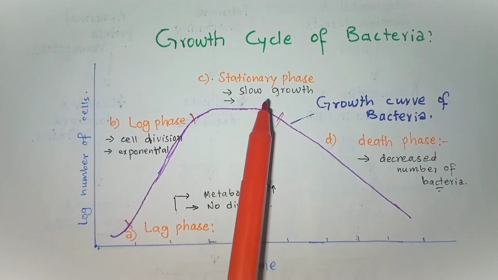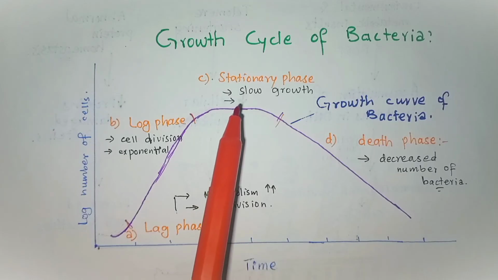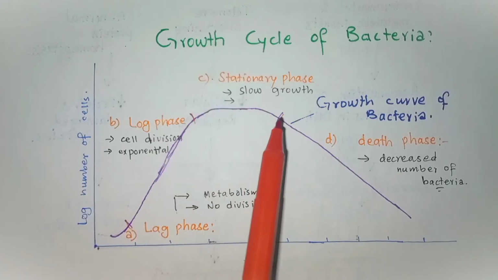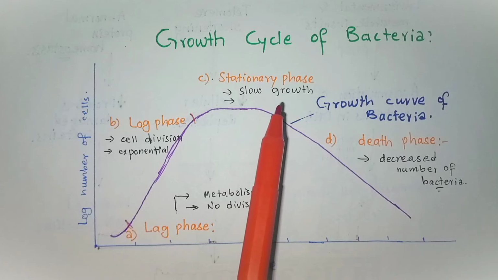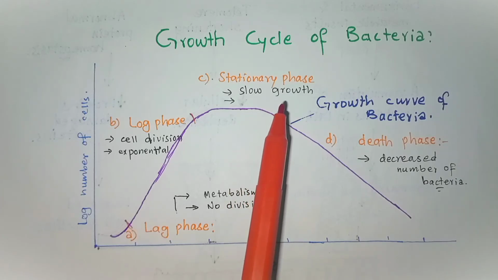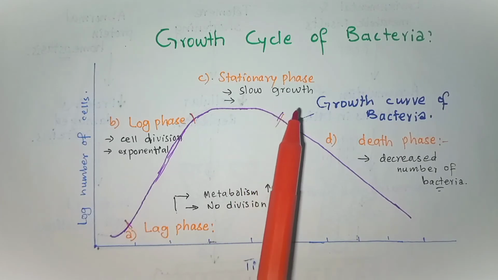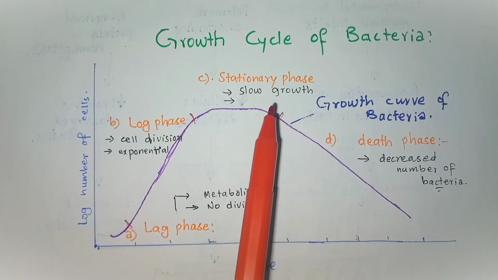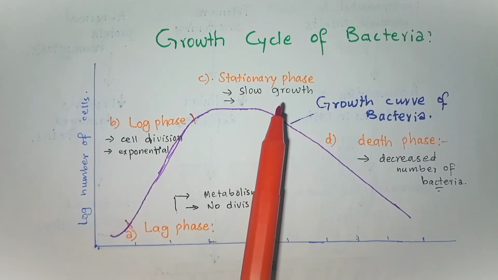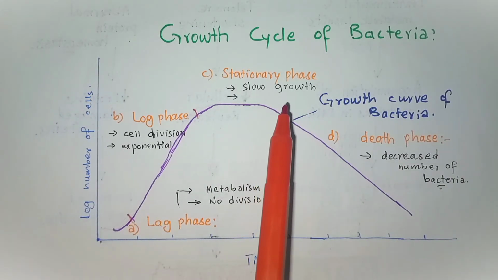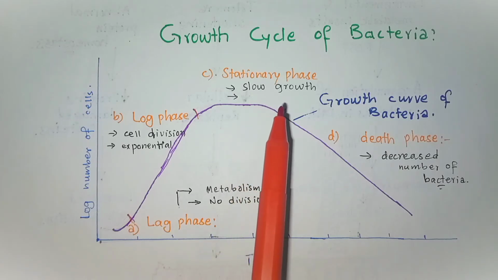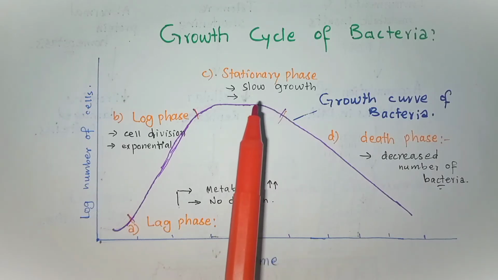The third one is the stationary phase. As the name indicates, it is the phase of the growth cycle of a bacteria when the growth slows down or there is slow growth. The stationary phase occurs when nutrient depletion or toxic products cause the growth to slow until few new cells are produced. And due to the deficiency of nutrients, there is a steady state in the growth cycle. So in this phase there is slow growth.